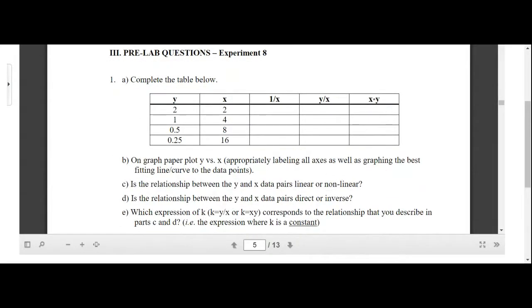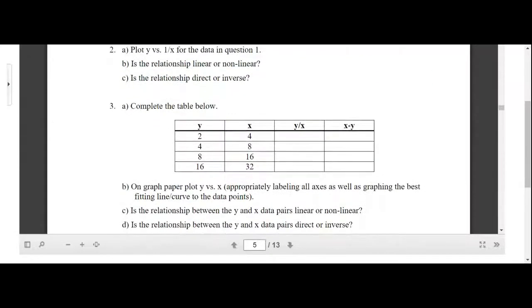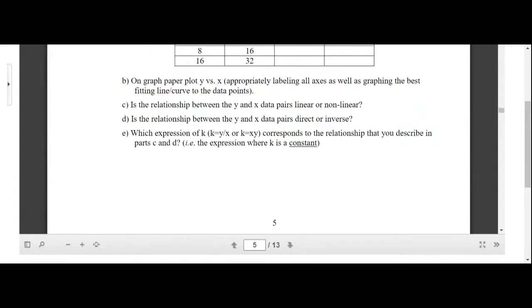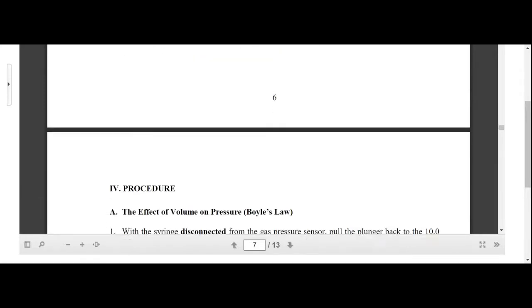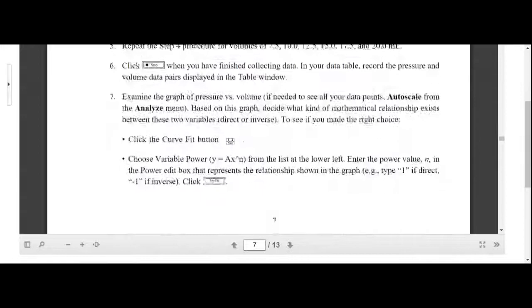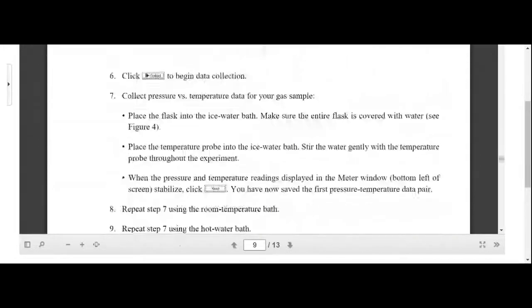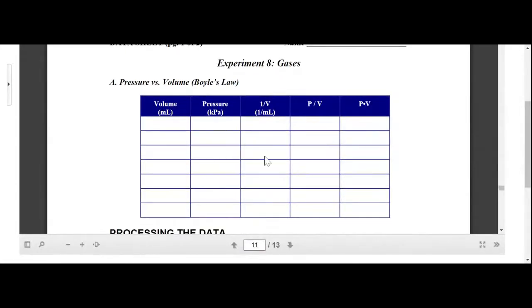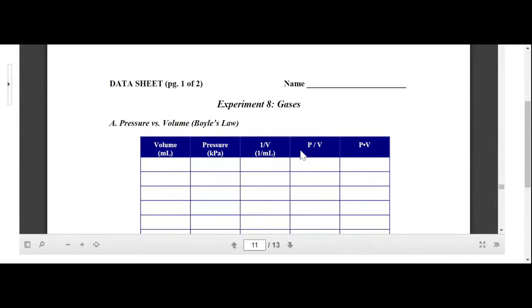Your pre-lab questions, I'm sure they are already done, and you found the relationship based on the graph that you had. After the pre-lab, now we are going to follow the procedure in order to perform Boyle's law. As we perform the procedure, you are going to record your numbers in the table provided in the data sheet for the experiment.